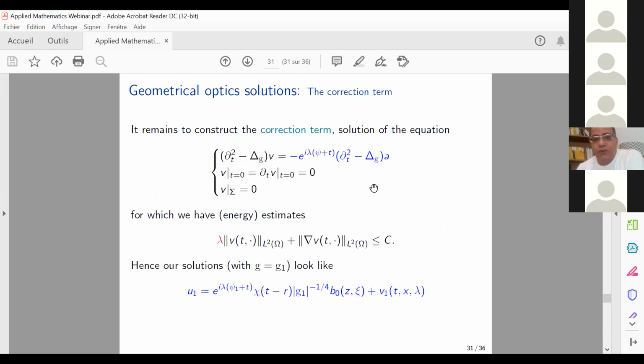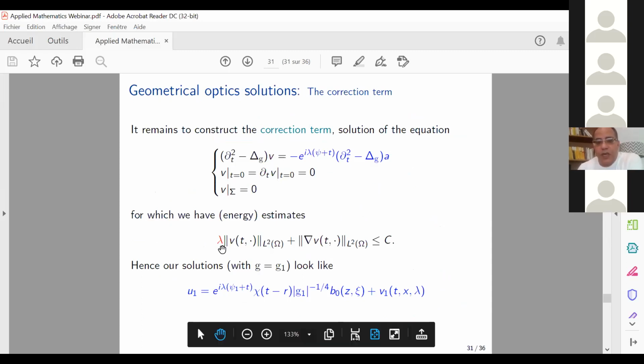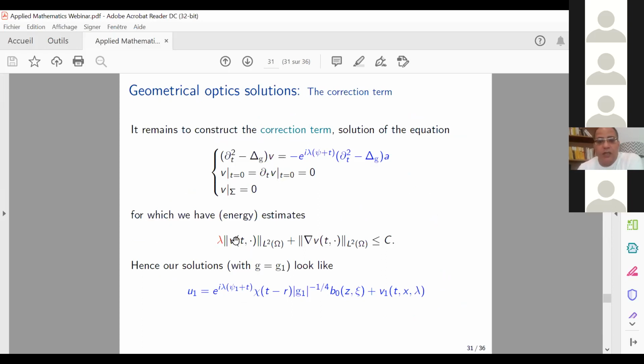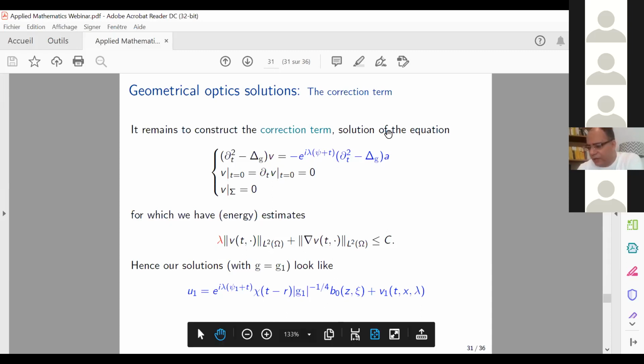Here for the wave equation, to construct the correction term we have applied the energy estimate for the wave equation. Unfortunately, we cannot apply the same estimate for the Boltzmann equation, but we can prove the correction term is small, goes to zero when lambda goes to infinity, but without any explicit estimate. I think this is the difficulty for the Boltzmann equation for this kind of problem. But many parts of this proof can work for Boltzmann.